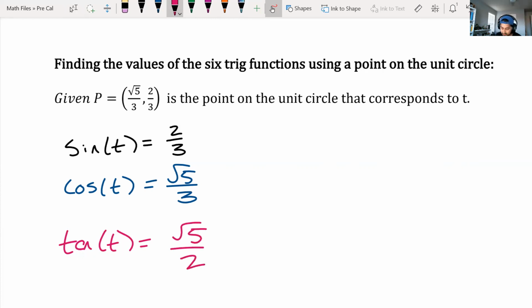Can anybody verify that? It's for show. I got you.